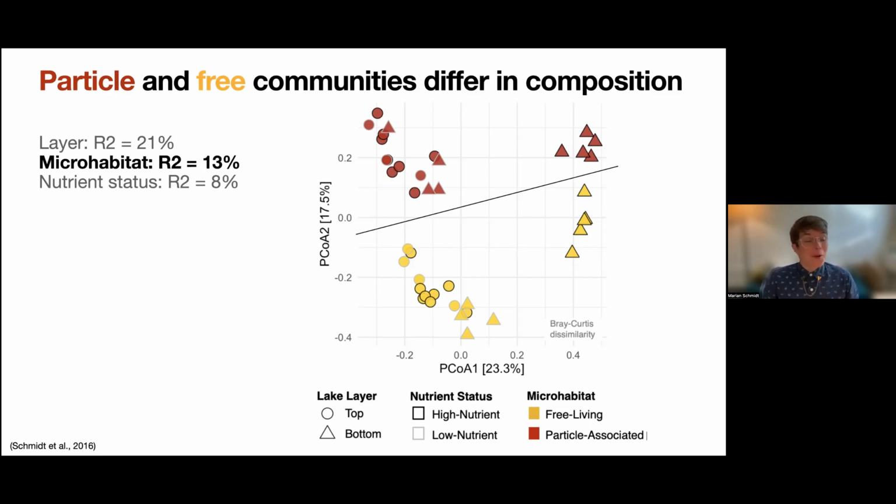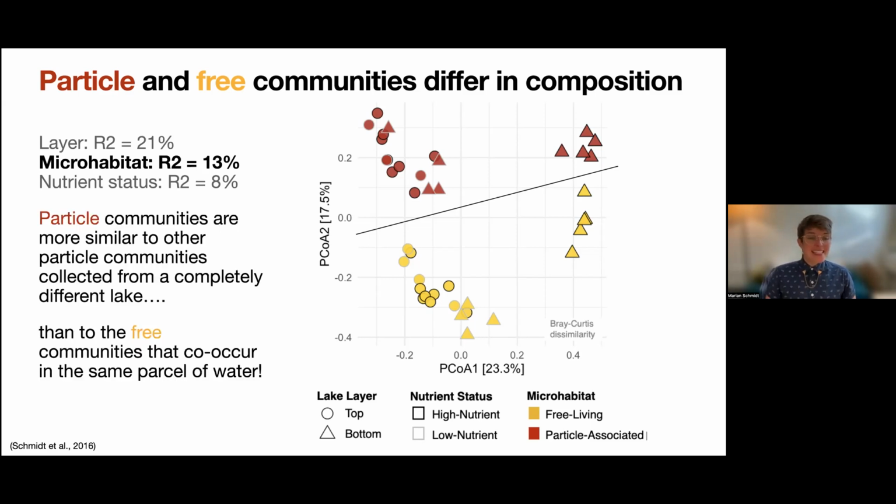So that is quite significant. And another way to put this, which makes sense to me, but it doesn't make sense to others. So on the next slide, I'll explain it in a way that might help those who might be confused. So here, this is indicating that particle communities are more similar to particle communities collected from a completely different lake than to the free living that co-occur in the same parcel of water.